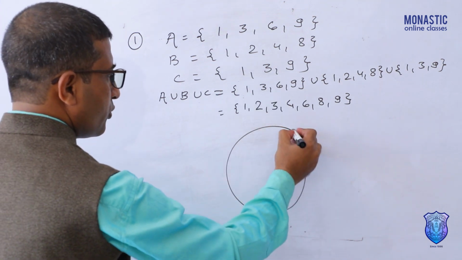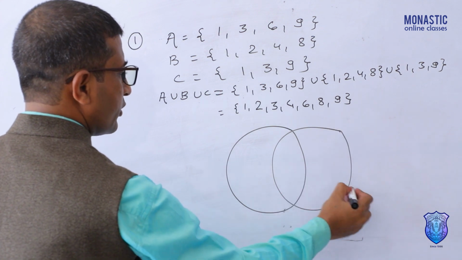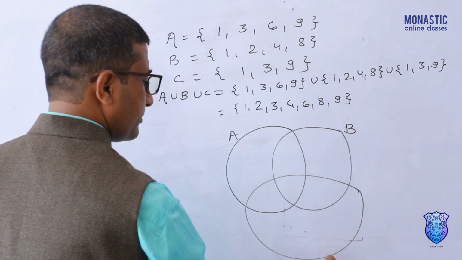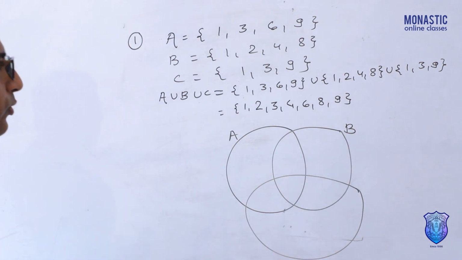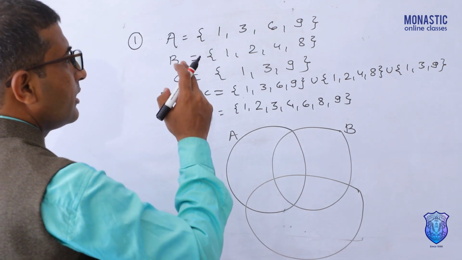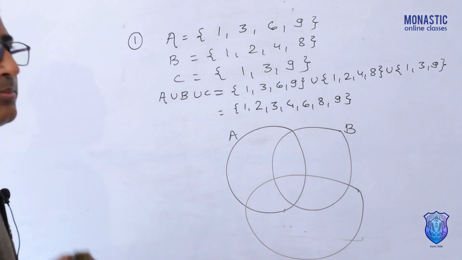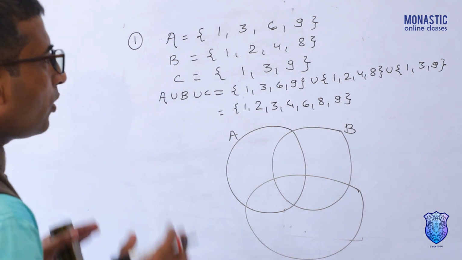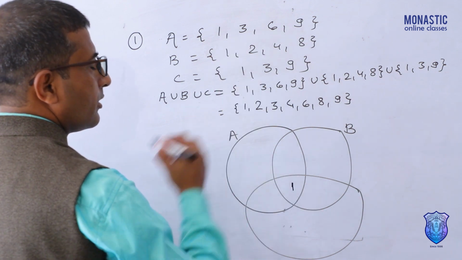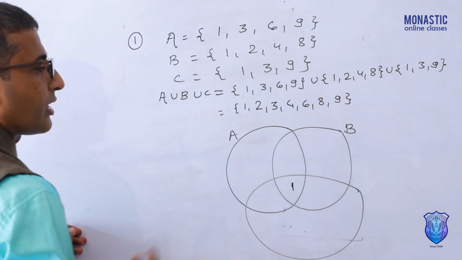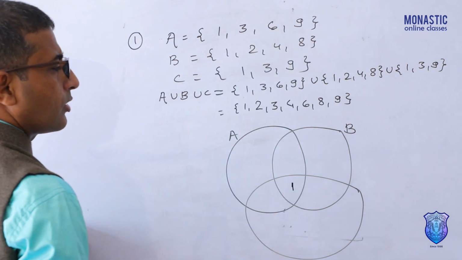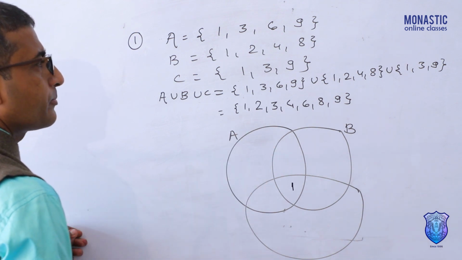Now, when we have to draw the Venn diagram of this relation, A, B and C, what we have learned, we will start from the common parts. First of all, we will see if there is any element which is in all these 3. Then we can say 1 is the common in all the three. After 1, no other are in the common elements in all these sets.